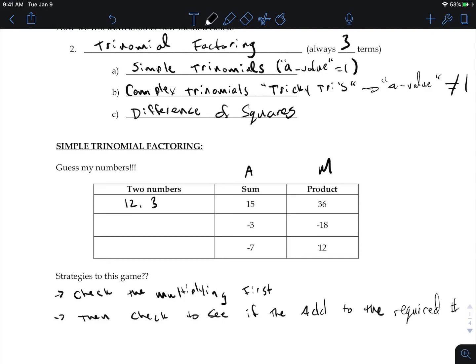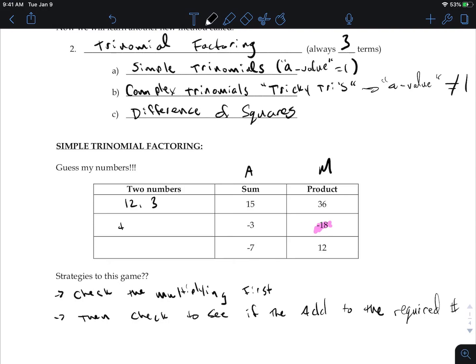Okay. So with the second one, let's do the second one now. I need two numbers that are going to multiply to negative 18, right? But then add to negative 3. Hector? Positive 3 and negative 6. You can write them down, right? It's okay to write them down.